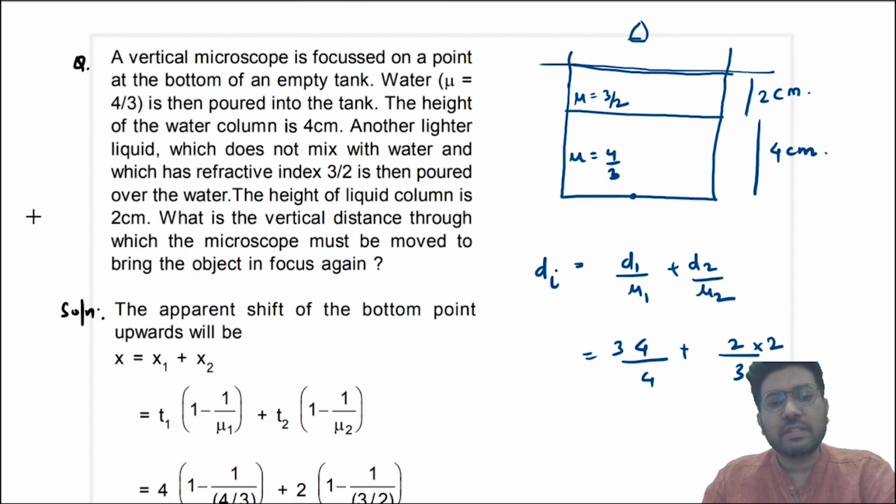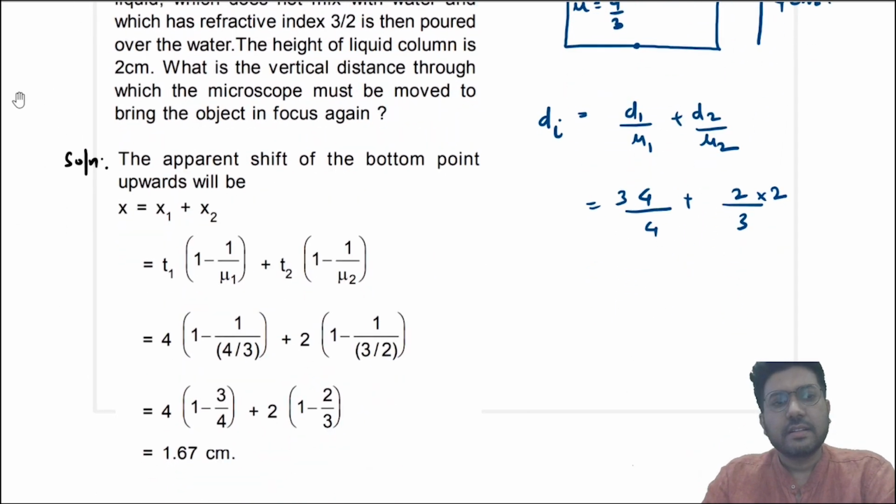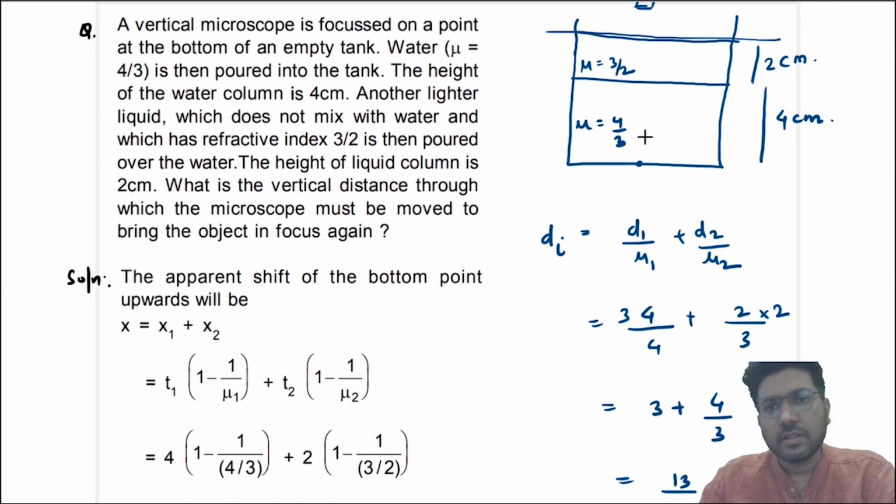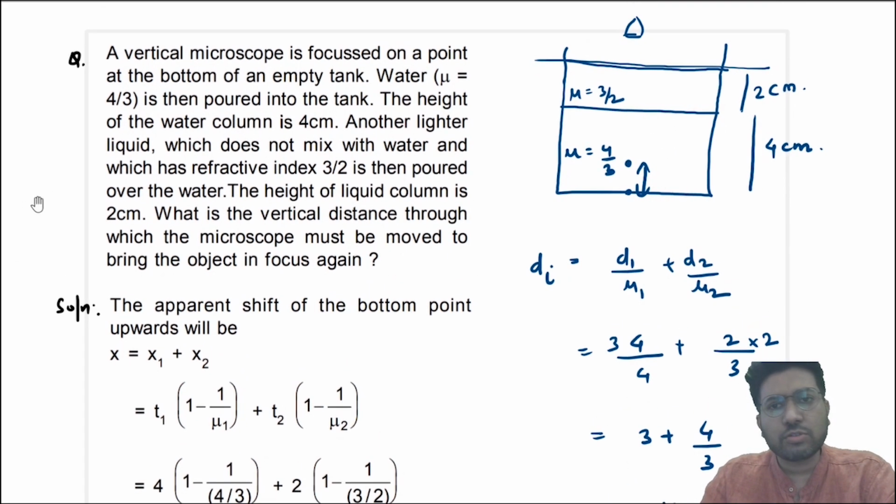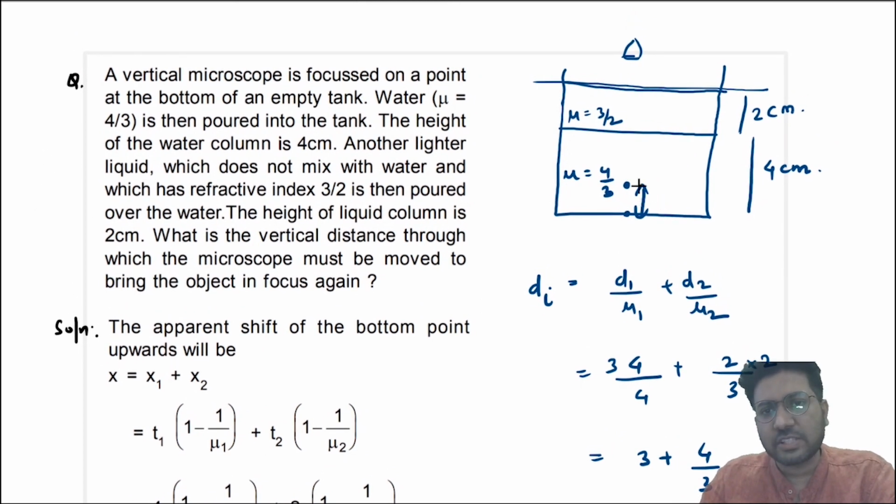Okay, so from this we will get this is equal to 3 plus this is equal to how much? 4 by 3. Okay, so from this we will get 3 into 3, 9 plus 4, 13 by 3. So this is the position of the image here. Okay, now this much is the shift. So the microscope should be shifted by this much distance only.